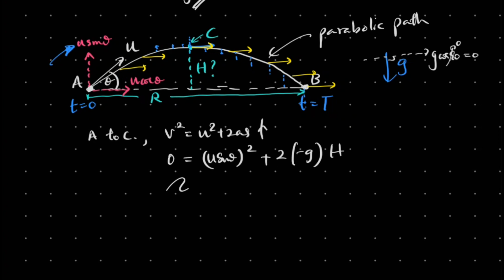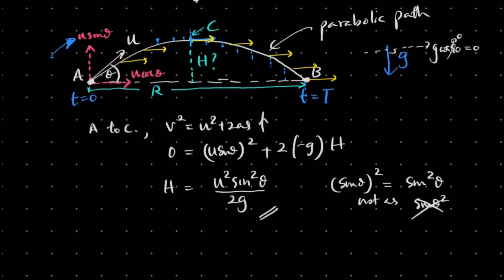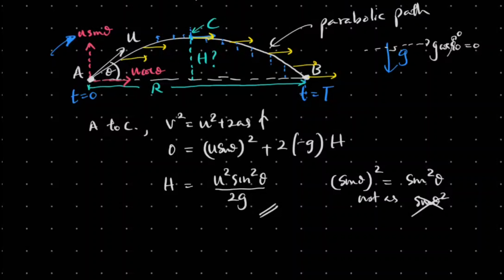So upon simplification here, we get h equal to u squared sine squared theta over 2g, which is the result we were talking about. Also keep in mind that the sine theta whole thing squared is written as sine squared theta, not as sine theta squared. That's simply notation in maths. We prefer this over that. That's it. Now, I was talking about another method to do this.